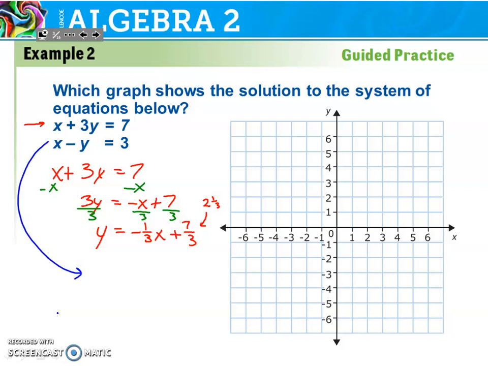My last one here, I've got x minus y equals 3. So I need to subtract x. When I do that, I get a negative y equals negative x. I don't know why I wrote that in green, I'm sorry. Negative x plus 3. That y, don't forget that negative there, so I need to divide everything by a negative 1. And when I do that, I get that y equals a positive x minus 3.